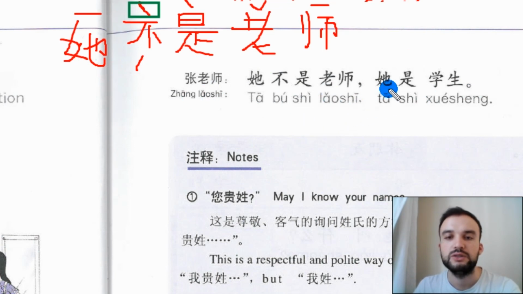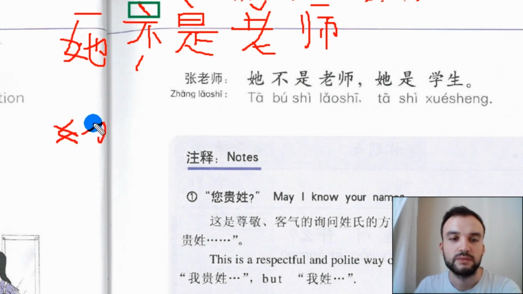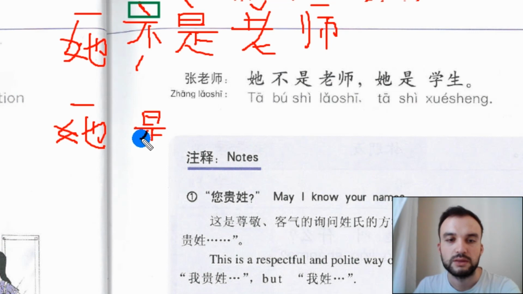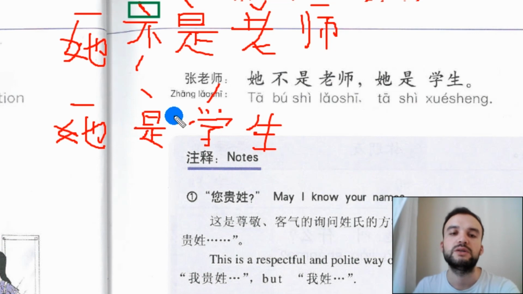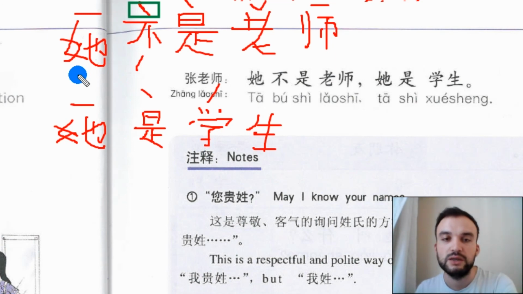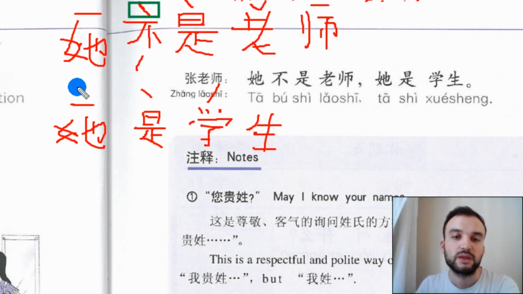And 他是学生. I will write here. 他是学生. She is a student. She is not a teacher. She is a student.